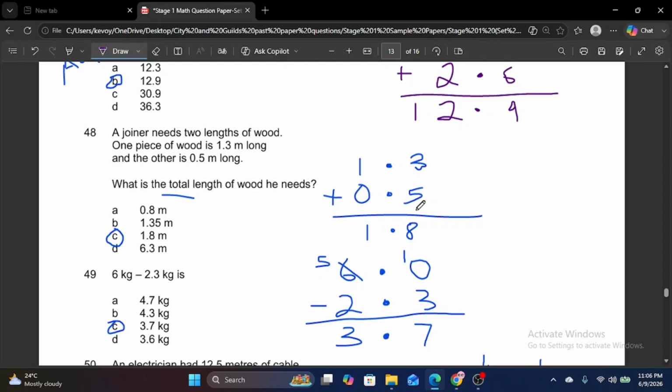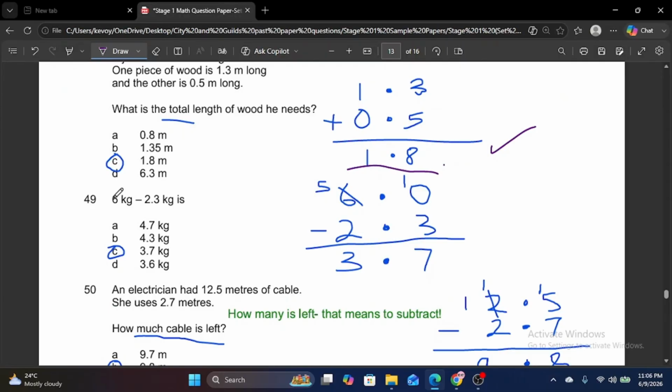So 3 plus 5, that's gonna be 8. 1 plus 0, that's 1. So that's gonna be your answer right there, 1.8, and that's the correct answer for question 48. So 1.8 meters. Alright, subtracting. Ensure that, just like before, let me erase this because subtracting is a bit different.